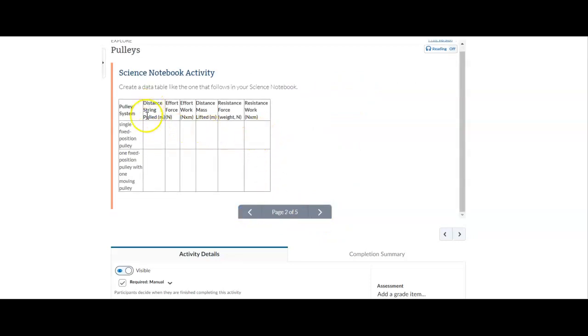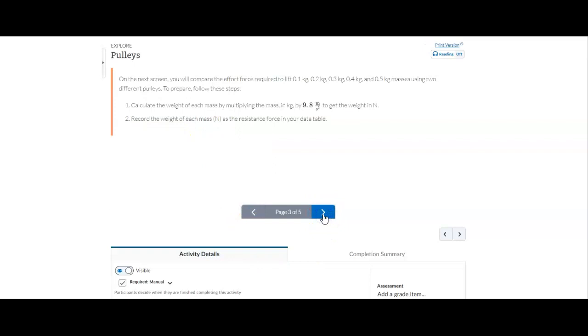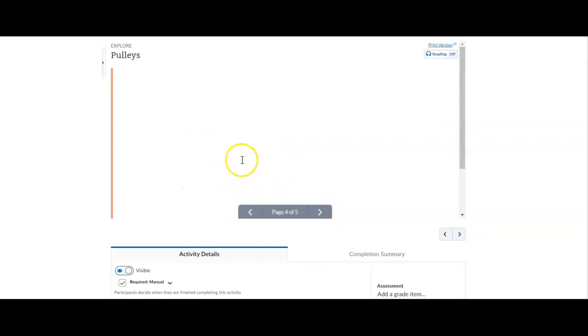So after you record that number, you will now have a number to use in your formula. Basically, you've got your setup here for the distance the string is pulled. That's going to be for the single fixed position, and then one fixed and one moving. So you'll have string distance, effort force in newtons. You'll be calculating work, so you can see that that's newtons times meters, so that's these two numbers here. And then you're going to be measuring the distance that it was lifted in meters, and you do that on this page.